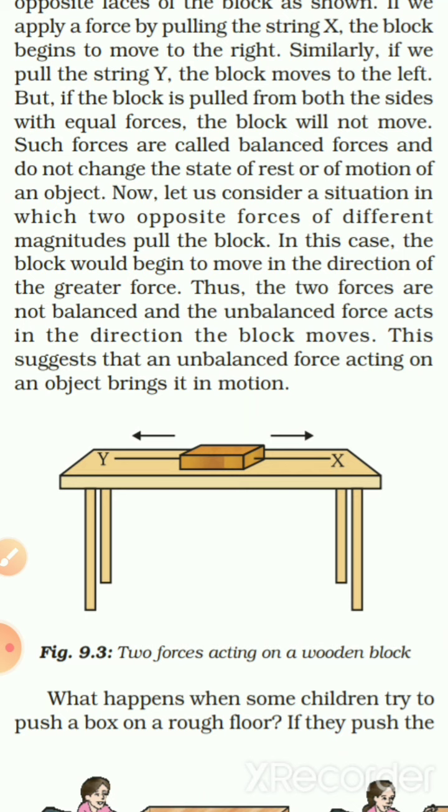Now in this case we are going to consider a situation in which two opposite forces of different magnitudes pull the block. For example, in the X string we are applying a force of 15 newton, while from the Y string we are applying a force of 10 newton. Now you can understand that the magnitudes of the forces are different, they are not equal. X is 15 newton while Y is 10 newton, and the directions are also opposite.